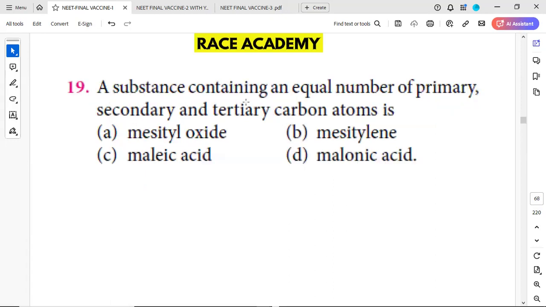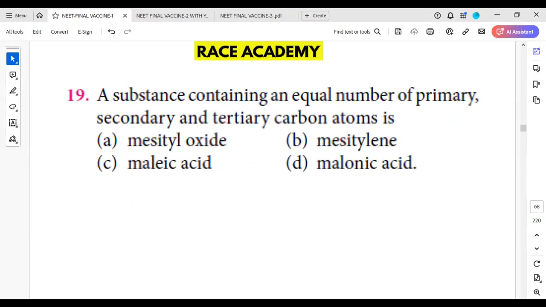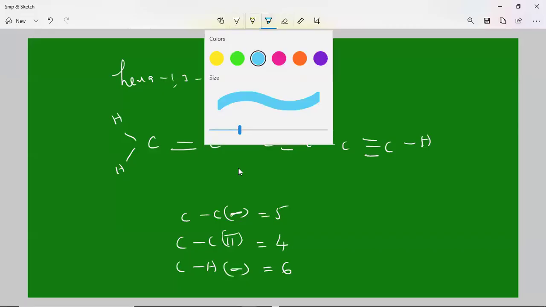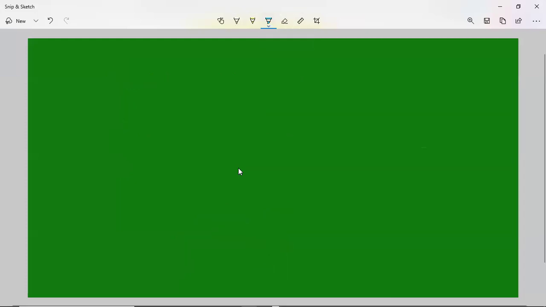19th question, a substance containing an equal number of primary, secondary, tertiary carbon atoms is. If you carefully observe, we have mesitylene, mesityl oxide, malic acid, and maleic acid. In this, we will go with mesitylene. What is the reason behind that? I'll show you. Mesitylene is nothing but 1,3,5-trimethylbenzene. So I'll show you that.